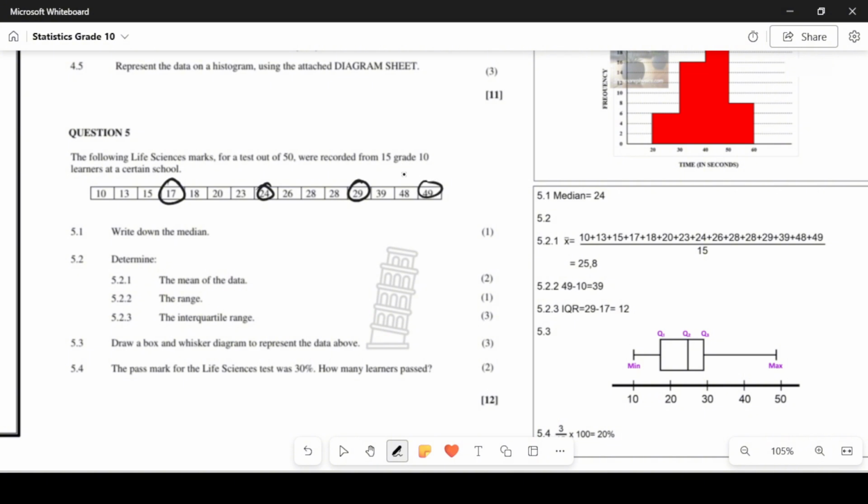The range would be the biggest minus the smallest. It tells you the span of the data, which would be 39. Interquartile range, can you see? Q3 minus Q1, which would be 29 minus 17, which is 12.